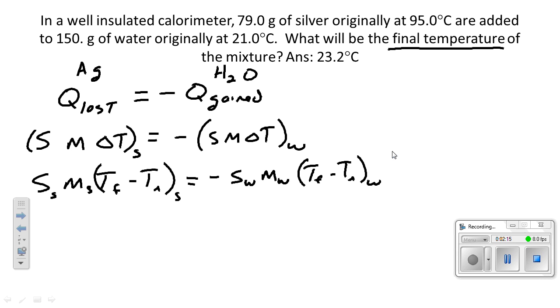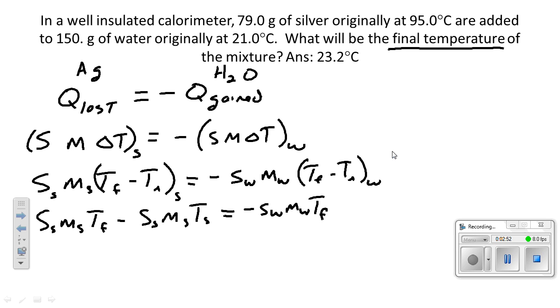My next step will be to expand this by distributing the S and the M into the parentheses. So this will be S of the silver, mass of the silver times TF minus S, M, S, and Ti. But here's what I'm going to do. Because the final temperatures are the same, I'm going to leave the F on that, but I'm going to distribute the S onto the Ti. Instead of Ti, I'm going to say TS, which means the temperature of the silver when it starts. And then over here, I've got negative SW, MW times TF.